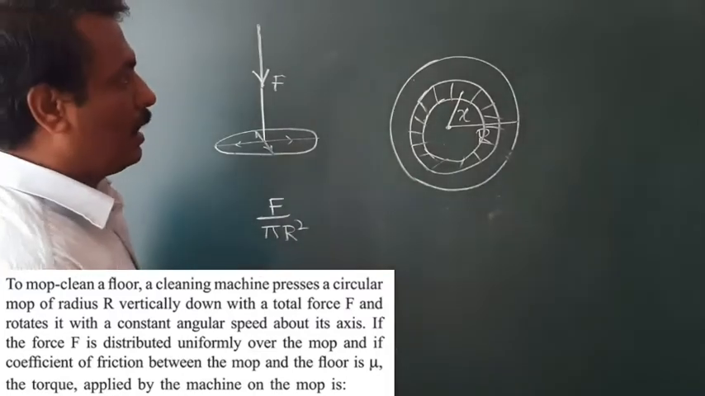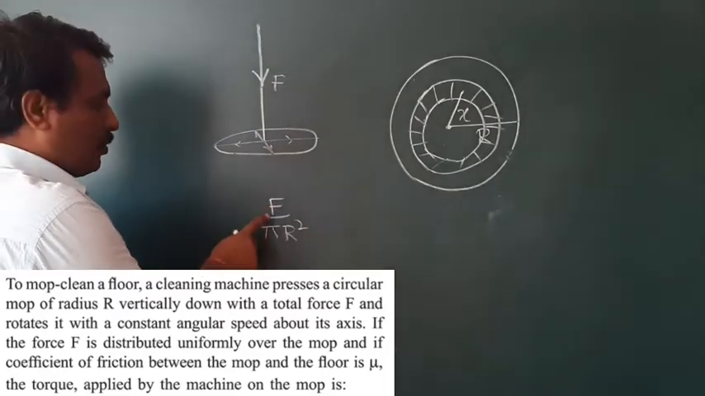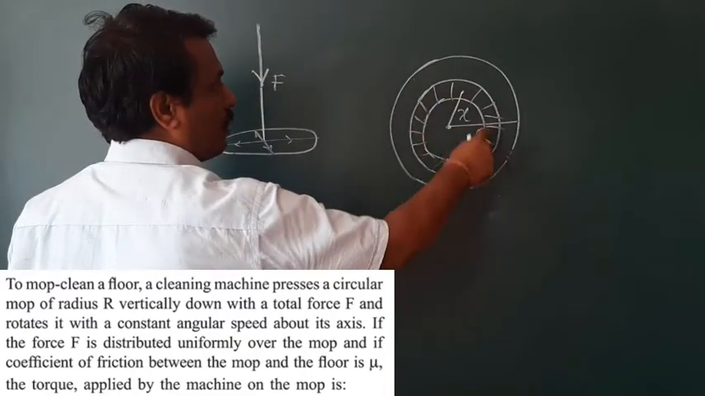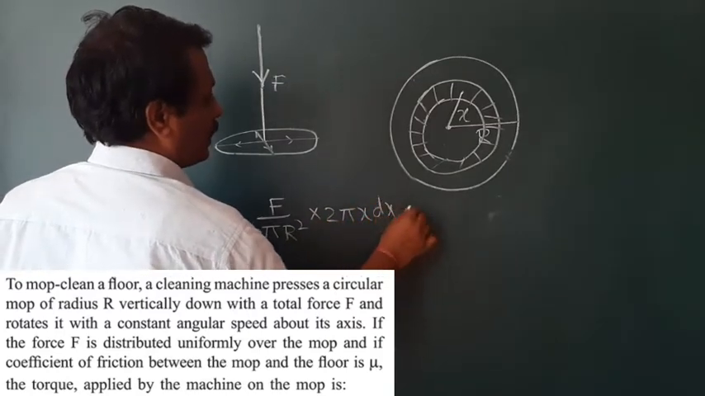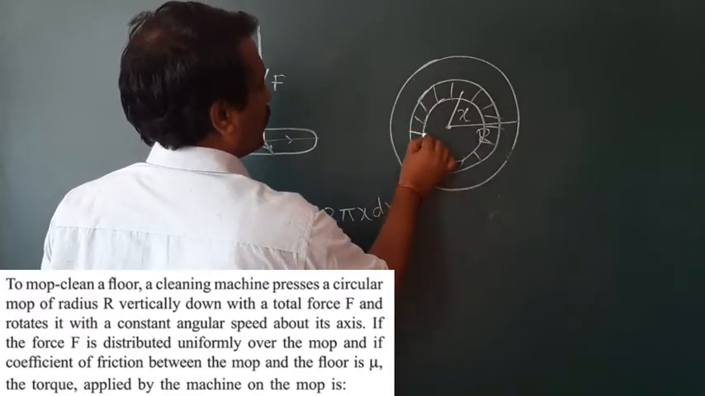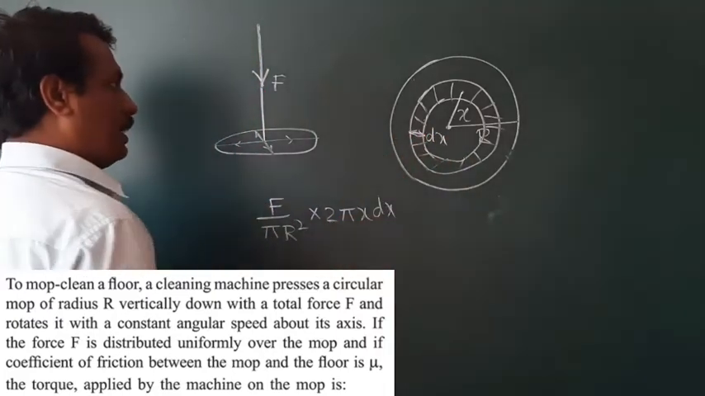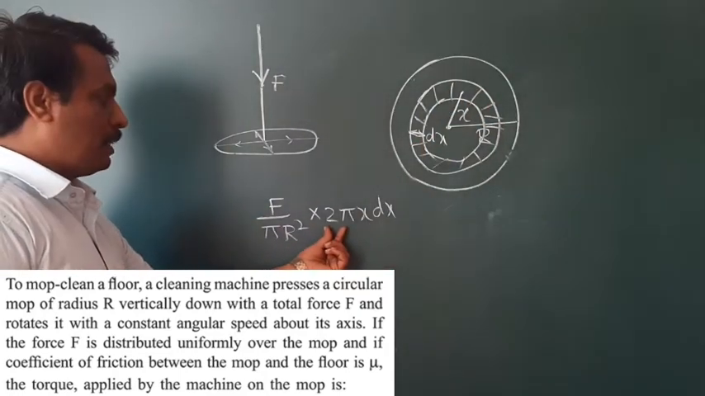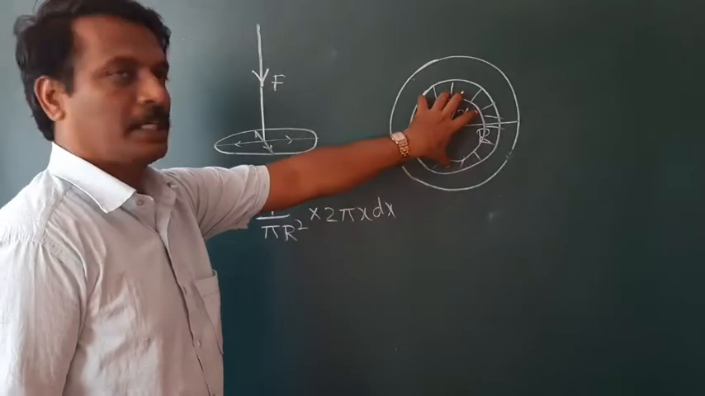on the entire mop. Okay, so now if F by pi r square is the force per unit area, then the force acting on this area, so area of this strip is given by 2 pi x dx. Here x is its distance from the center and dx is thickness of this strip. If dx is thickness and x is the distance of the strip from the center, then area of the strip is 2 pi x dx. So this is the force acting on the strip.